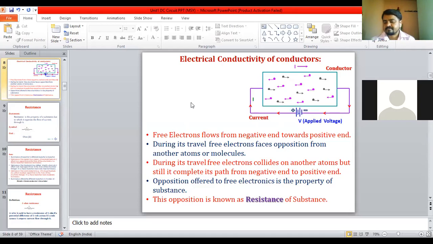Note down first. Take the heading electrical conductivity of conductors. Then you take this diagram. After completing this diagram, you just let me know. I will read this one and you can write down. Once the diagram is done, tell me.